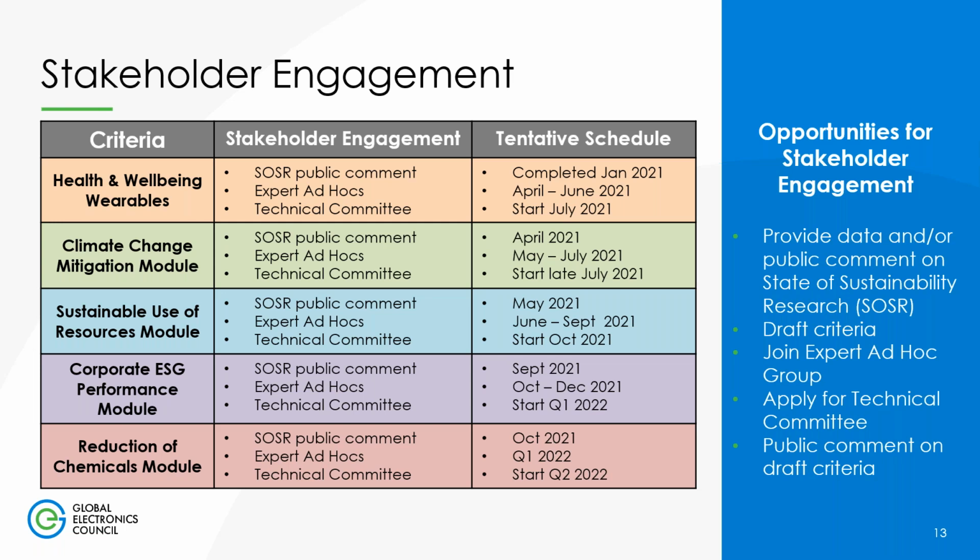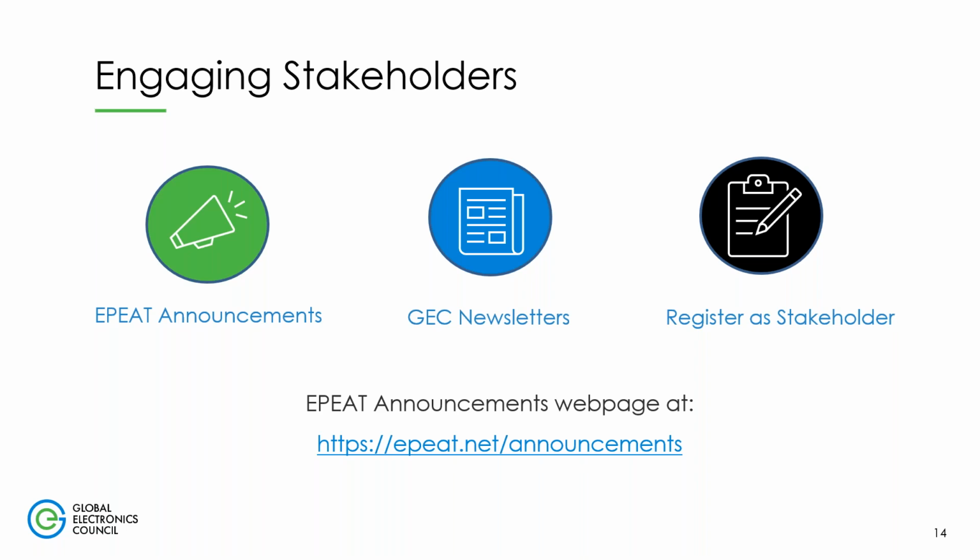So now you're probably wondering, well, how do I keep informed about what's going on, of all these moving parts and opportunities for engagement? So at GEC, we have three principal ways that stakeholders can stay up to date on criteria development. Now, first, in the middle there is our GEC newsletters. Many of you probably already received the newsletter. That might be how you learned about this webinar today.